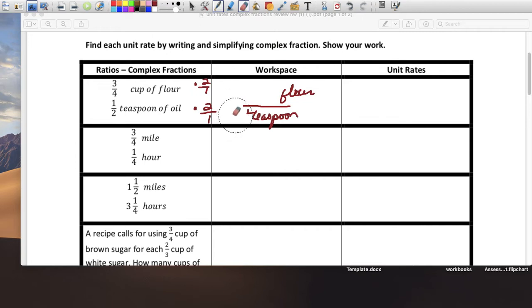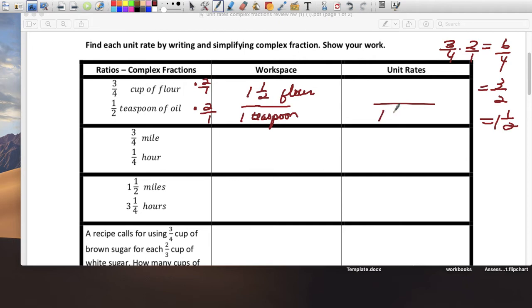And so this one says 1 teaspoon. So if I have 1 teaspoon, how many cups of flour would I have? You can multiply 3/4 times 2, and I'm going to do over here 3/4 times 2/1. You get 6/4, which simplifies to 3/2, which you can simplify to 1 and 1/2. And actually all that should be over here, so I'm just going to clean it up. So when you have 1 teaspoon of oil, you will have 1.5 cups of flour. And that's my unit rate. Okay.